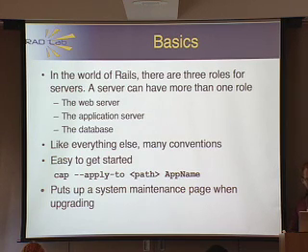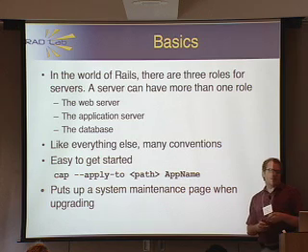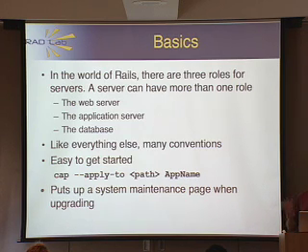So in the world of Rails, or in Capistrano, you have, by default, again, there's a lot of defaults, 3 basic roles. There's your web server, there's your application server, and then there's your database. In the simplest case, where you have a single machine, these are all the same box.